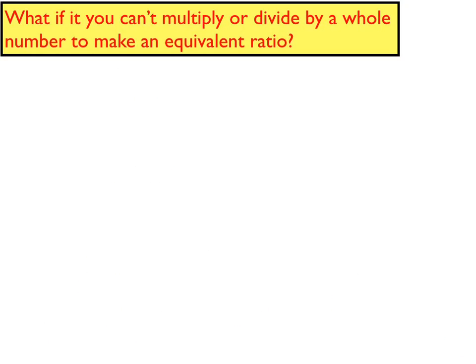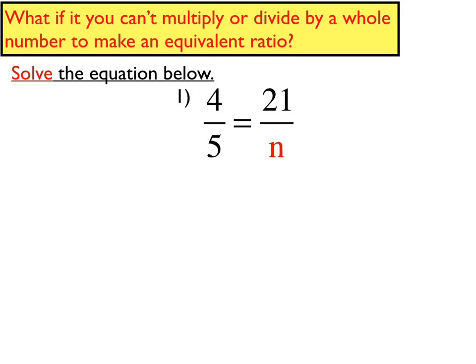But what if you can't multiply or divide by a whole number to make an equivalent ratio? So here is now number 1. Can you think of what you could multiply 4 by to make 21? Well, believe it or not, there is something that you can multiply it by. And that would be multiplying it by 21/4. And I would like you to go ahead and write that next to the 4.